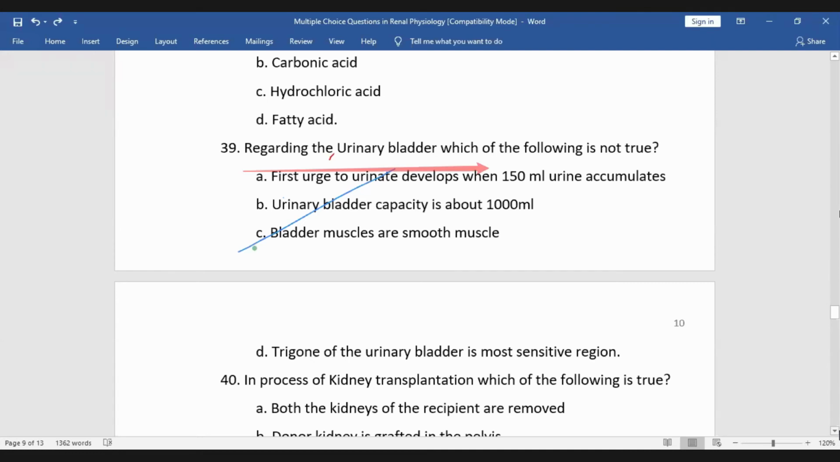Bladder muscles are smooth muscles. Yes, the detrusor muscles are smooth muscles. The trigone of the urinary bladder is the most sensitive region. Yes. So the correct answer here is B. Urinary bladder has a capacity of 1000 ml? No. Maximum 600. More than 600, it can burst.